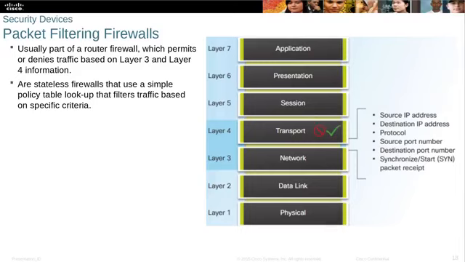Okay, so a packet filtering firewall, very common. This is normally configured actually on a router using what are known as access control lists, and these will permit or deny traffic based on layer 3 IP addressing information and layer 4 TCP port numbers. TCP port numbers of course identify which application that information should be sent to. These are stateless firewalls, and they use a simple policy table lookup that filters traffic based on specific criteria.